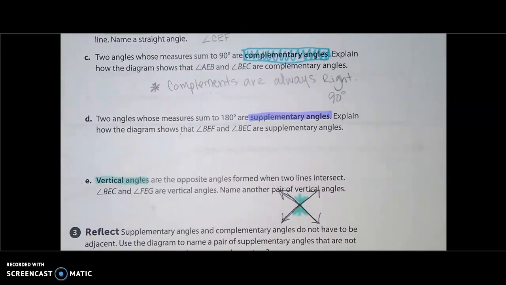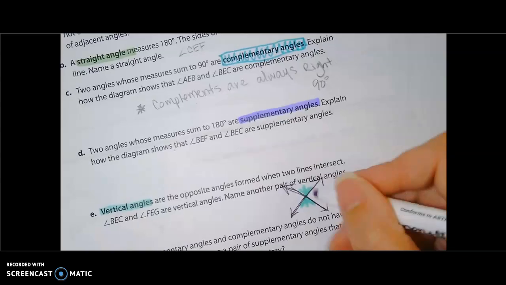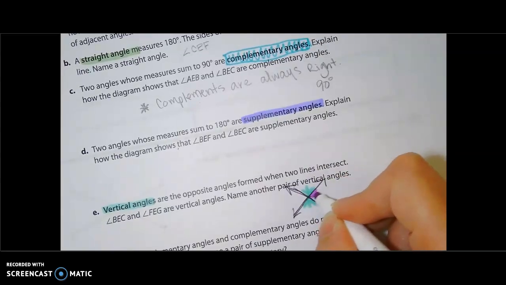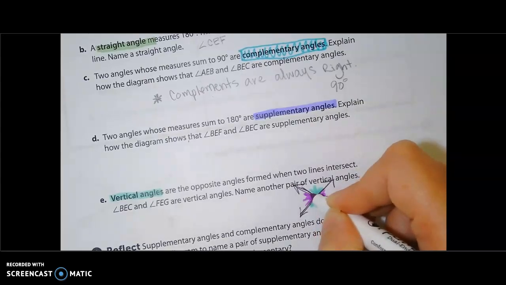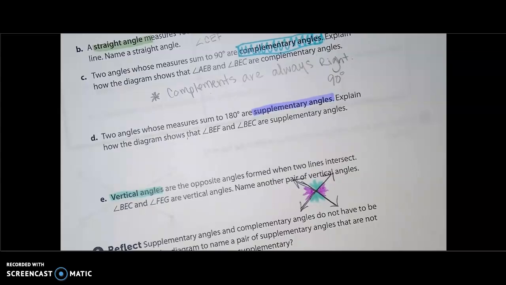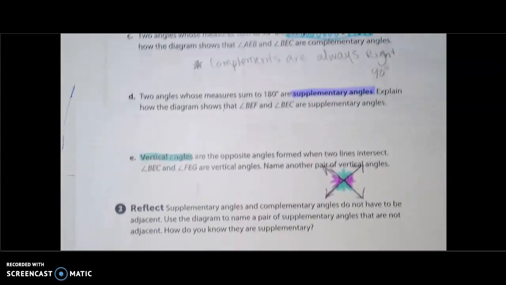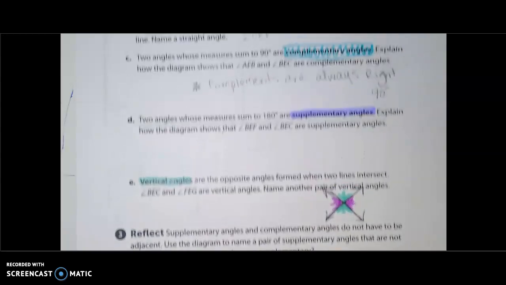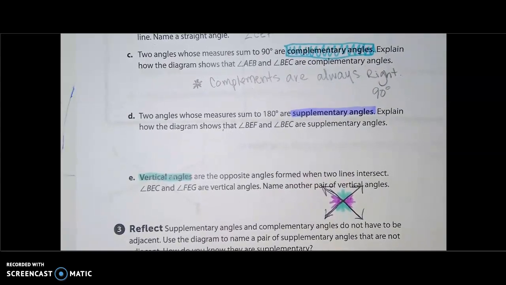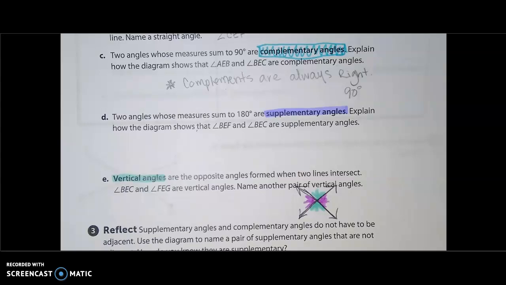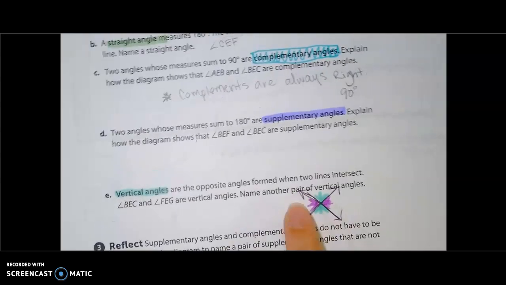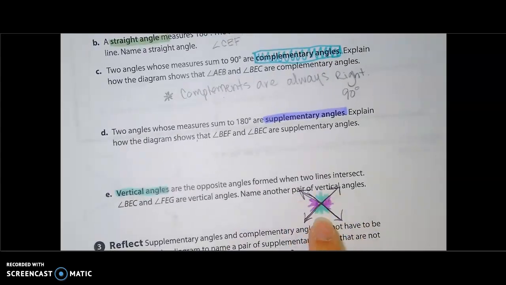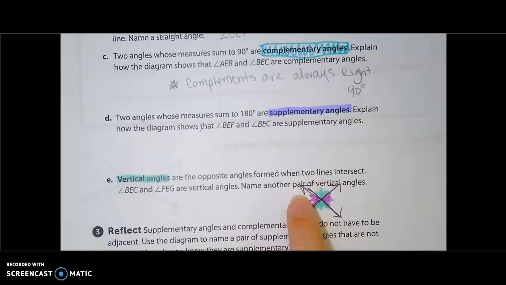Or if I go with another color, this angle is vertical to this angle. They share a vertex, but are on opposite sides. They share no rays, they share no insides, they just share one vertex. Vertex, vertical. Okay? Sometimes I think this is easier to see the vertical angles though. So they will be across from each other.